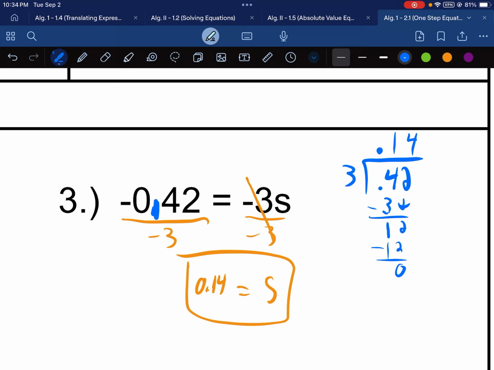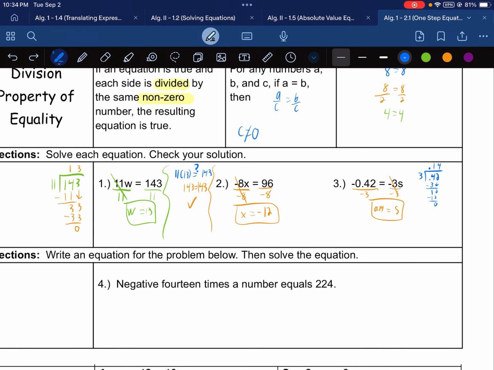Now, you also might be able to cover up the decimal for a second and say 42 divided by 3 is 14, and then put the decimal back with 2 numbers behind it like it was before. That might be a little bit of a mental math trick that you can use.